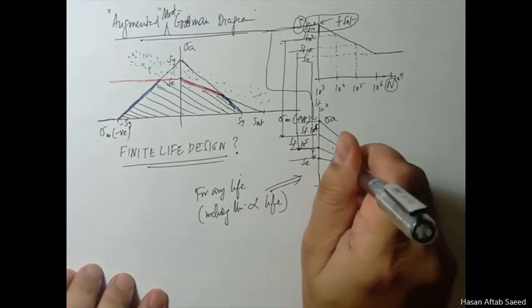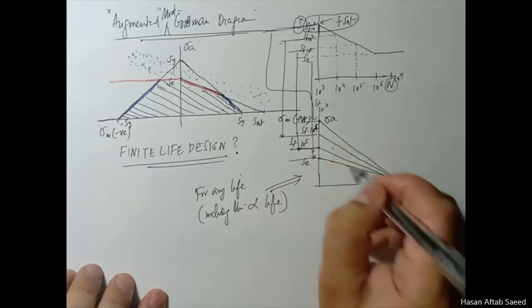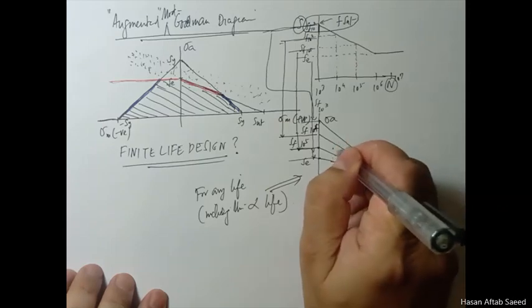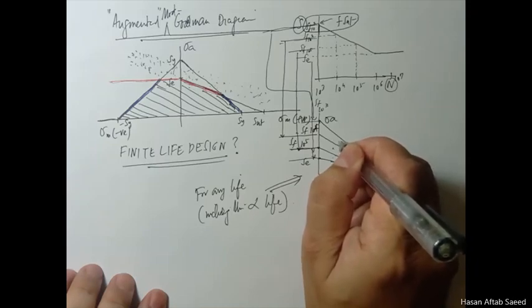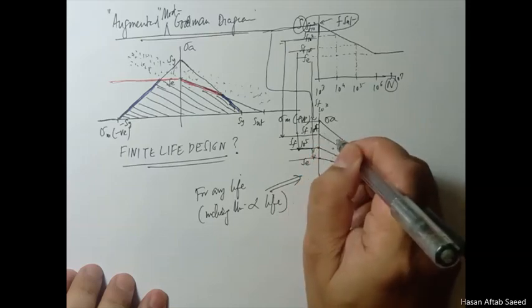If your point lies here, it is safe. Safe means 10 raised to the power 4 cycles will be achieved and more. But if it falls here, then you have failed it. Fatigue will have taken place.